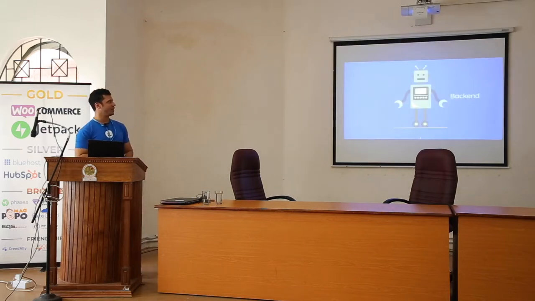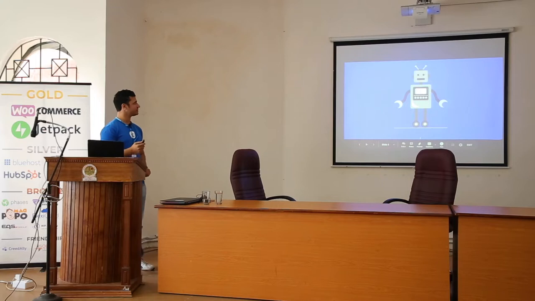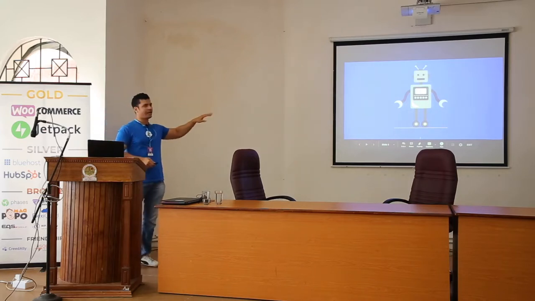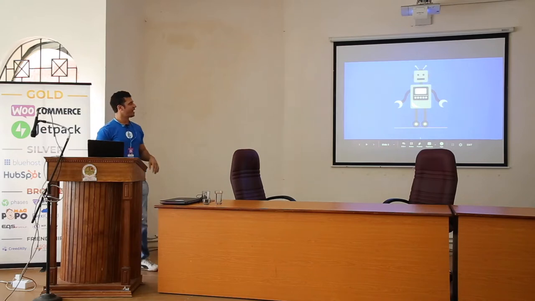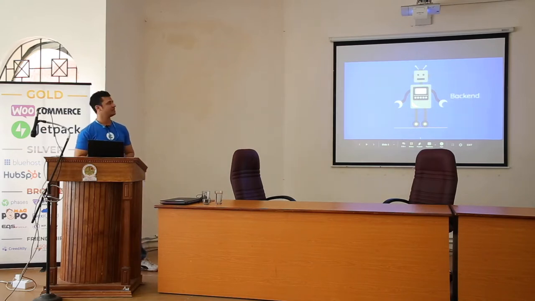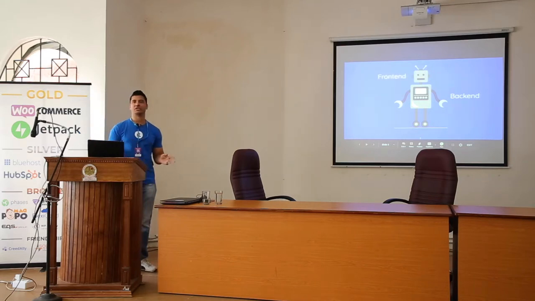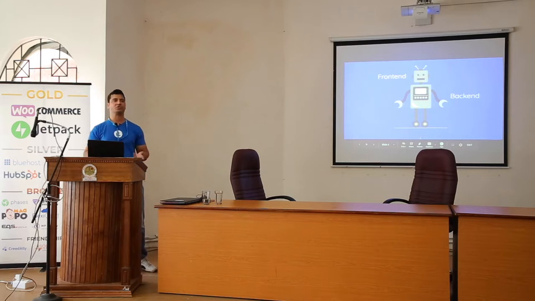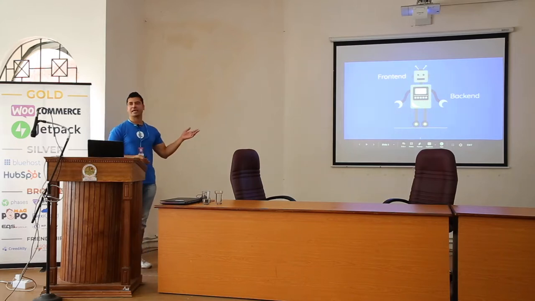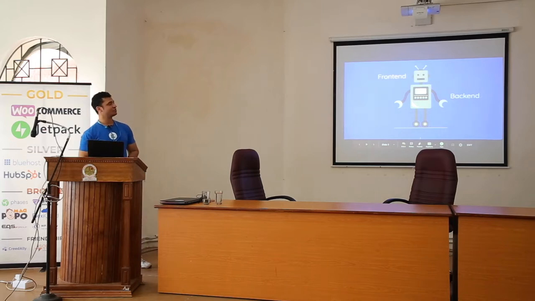Okay. So let me demonstrate that with this robot. Let's say this is our app, and let's say the body of this robot is the backend and the head is the frontend. This is the usual architecture if you talk about WordPress or Drupal. That's how it looks. So you have a backend and then you have a frontend. What if you do something crazy and you chop his head off?